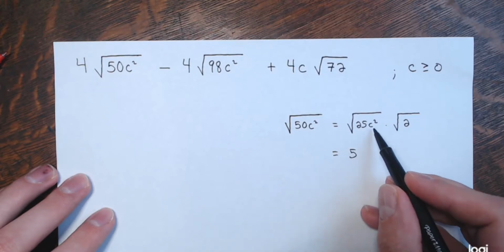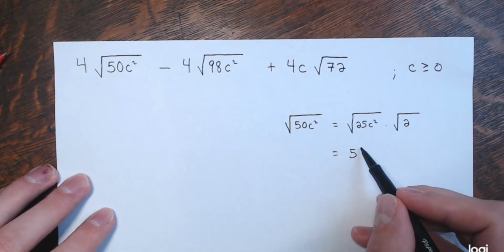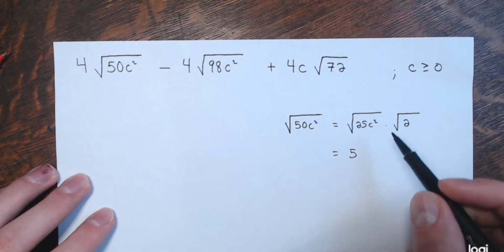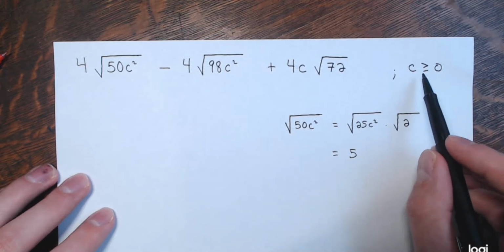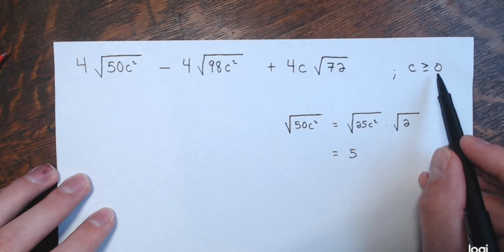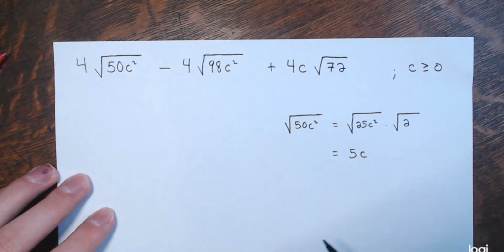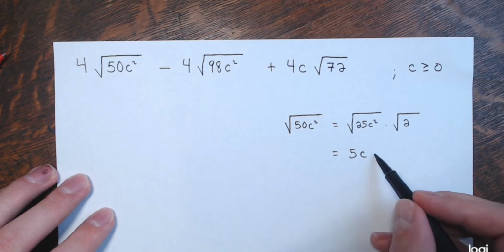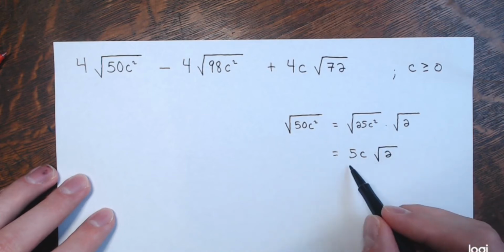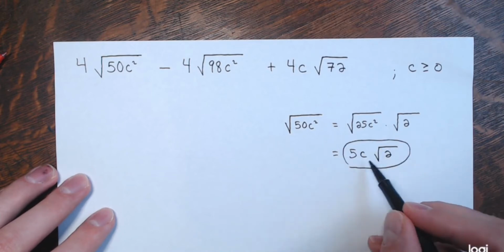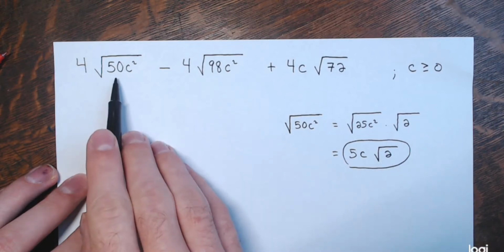Now remember, the square root of c squared would be the absolute value of c. But once again, up top here, they mention that c is not negative anyway. We're supposed to assume that c is not negative, so I can just say c instead of the absolute value of c, because it's not negative anyway. I hope that makes sense. Times the square root of 2. All right, so that's going to replace that first radical in the first term.